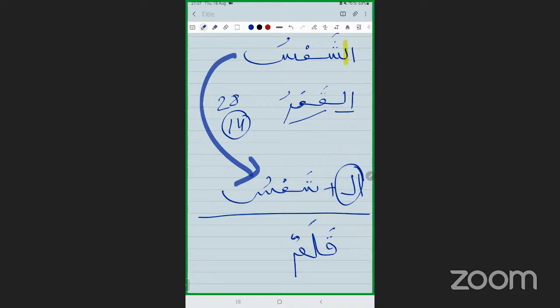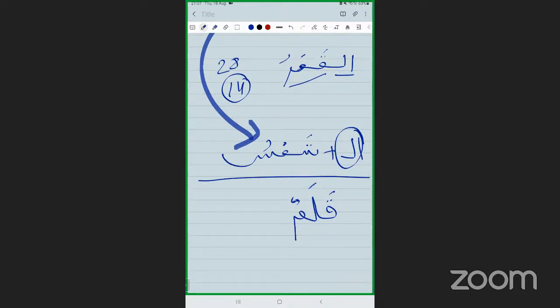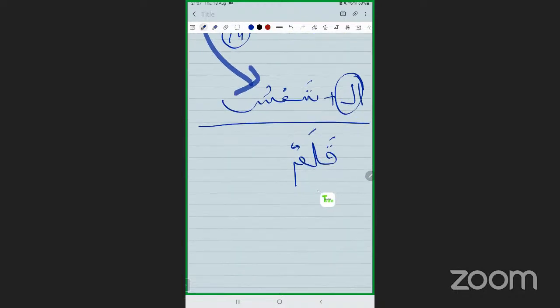Tell me, is kalamun definite or indefinite? Indefinite. And it's a noun. Why is it a noun? Because tanween occurs only on a noun. Now we want to make it definite, so we have to add al to it.